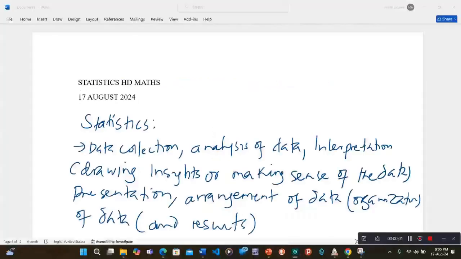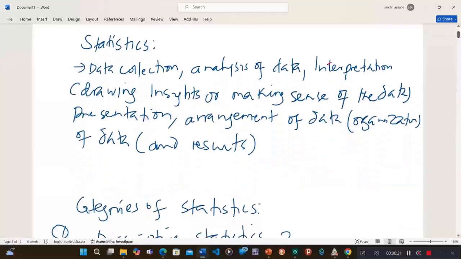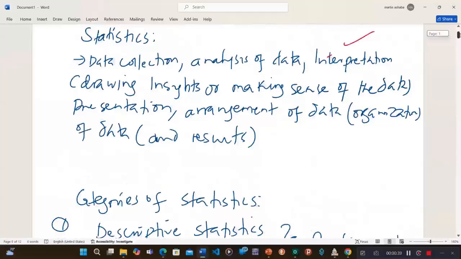So members, this is the summary of our lecture today about statistics. So we said statistics involves data collection, analysis of the data, interpretation, which means drawing insights from the data or making sense of the data, presentation of the data and results, plus organization of the data and the results themselves. So this was well understood as the basic definition of statistics.